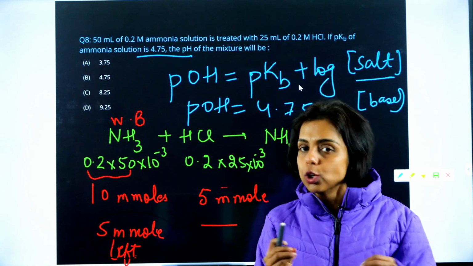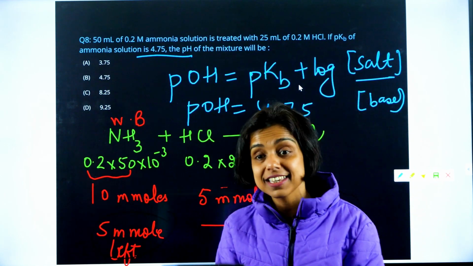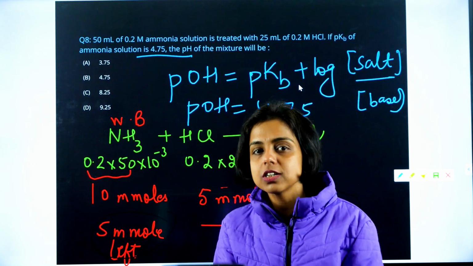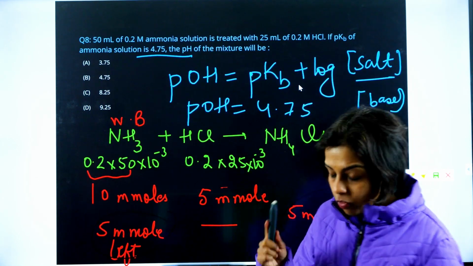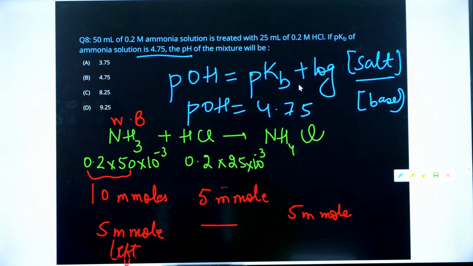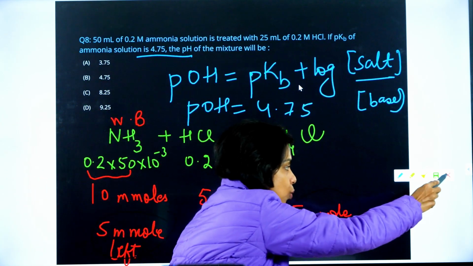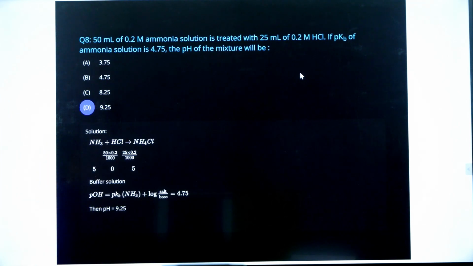So pKb is equal to pOH, but don't mark it as 4.75, because they are asking us for pH. This is a so-called silly mistake done by students. pOH is 4.75, so 14 minus pOH will give you the pH. You are supposed to tell the pH, not the pOH. So the answer indeed is 14 minus 4.75, that is 9.25. Be very careful, very mindful.